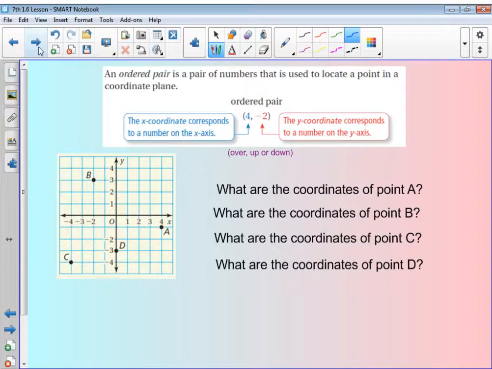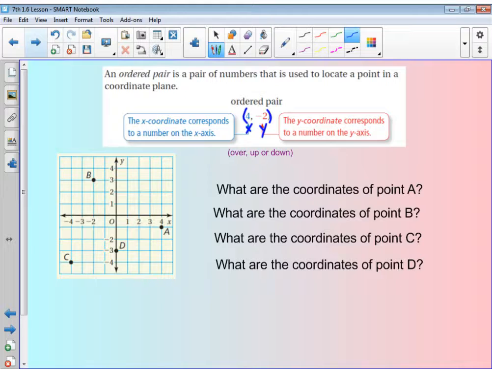An ordered pair is a pair of numbers that is used to locate a point in a coordinate plane. So an example of an ordered pair, we've got a set of parentheses here, and inside of that set of parentheses, I have 4, -2. So 4 is my x, and -2 is my y coordinate.